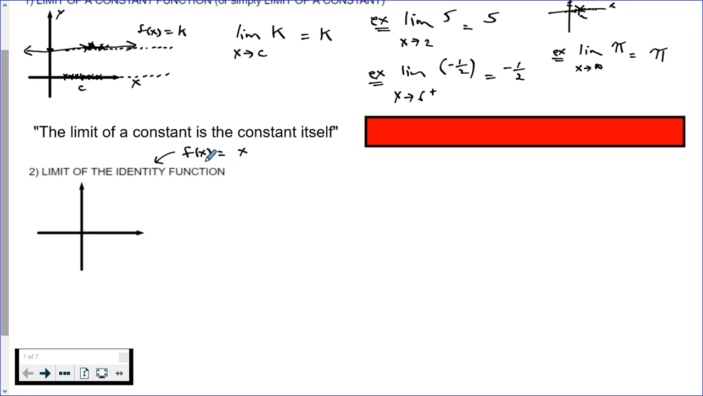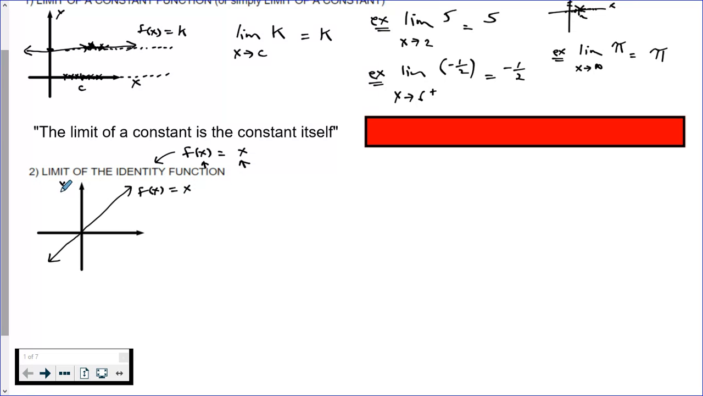You can think about why that makes sense. If your input is x, that's what your output's equal to, so it keeps its identity, hence the name identity function. So again, let's go back to what we know best. Let's graph f of x equals x, otherwise known as y equals x, right? That's going to be a line that has a slope of 1 and a y-intercept of 0.